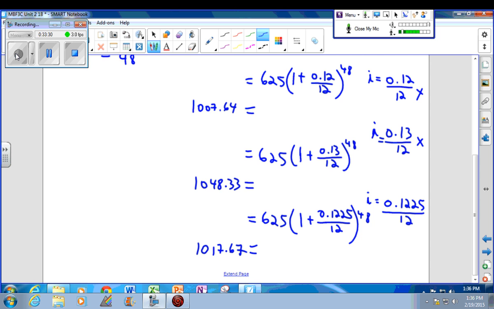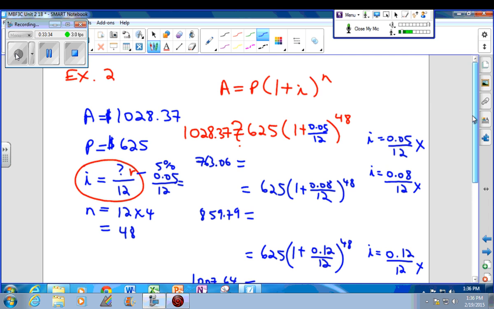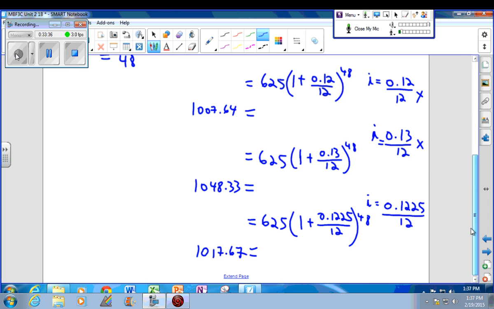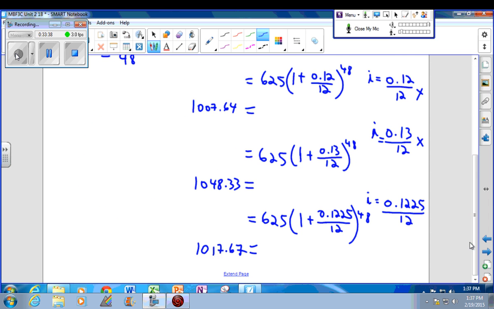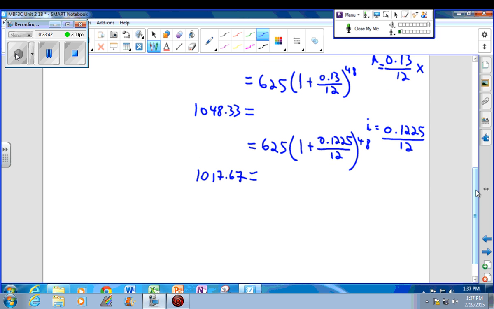I think that, oh, we want 1028. We're still a little low. Well, maybe we could call it 12.5%. 0.125 over 12, 1 plus 0.125. And you could just take this to as many decimal places as you need.